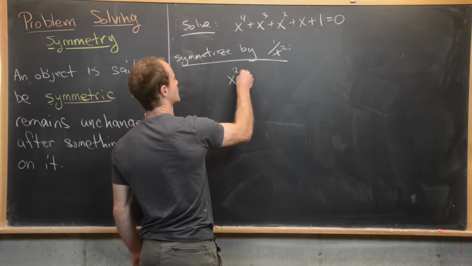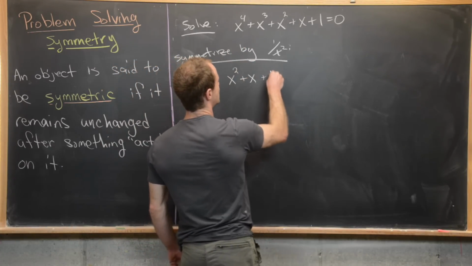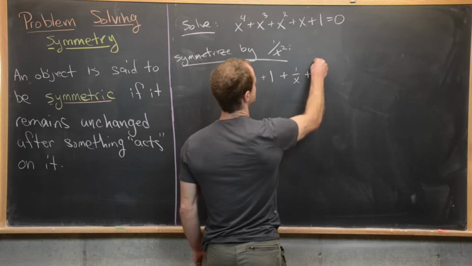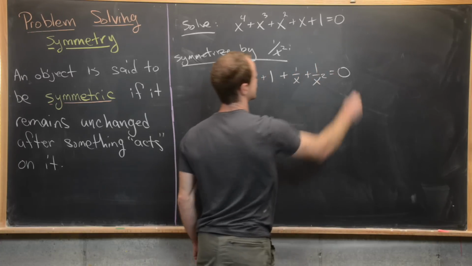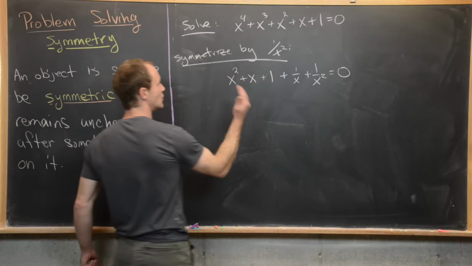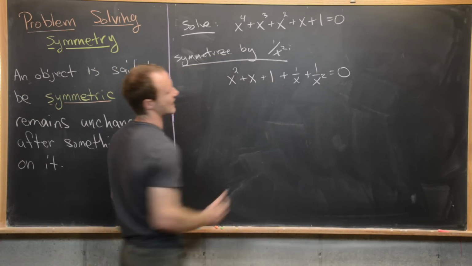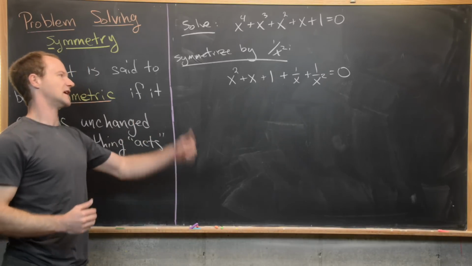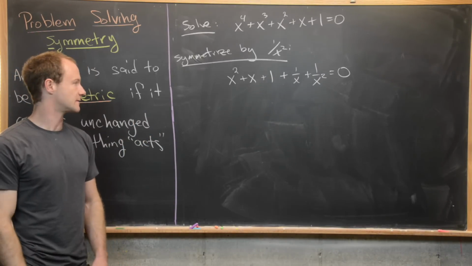Okay, so let's see what that gives us. That's going to give us x squared plus x plus 1 over x plus 1 over x squared equals 0. Now there's some nice symmetry to this equation. We can fold this equation right here, and in some ways the left hand and the right hand side are symmetric to each other.